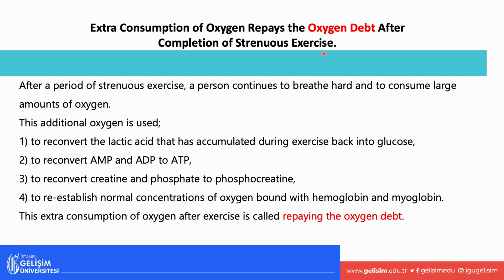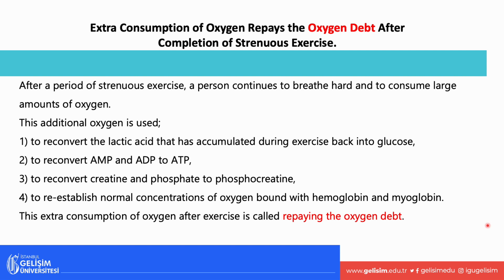Right, let's talk about oxygen debt. After intense exercise, the body's demand for oxygen increases to help with several processes. The first of these processes is to convert the accumulated lactic acid back into glucose. The second is to convert AMP and ADP back into ATP.